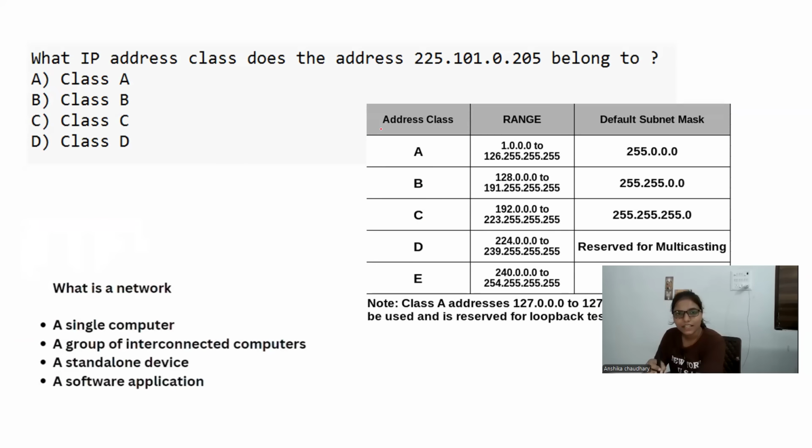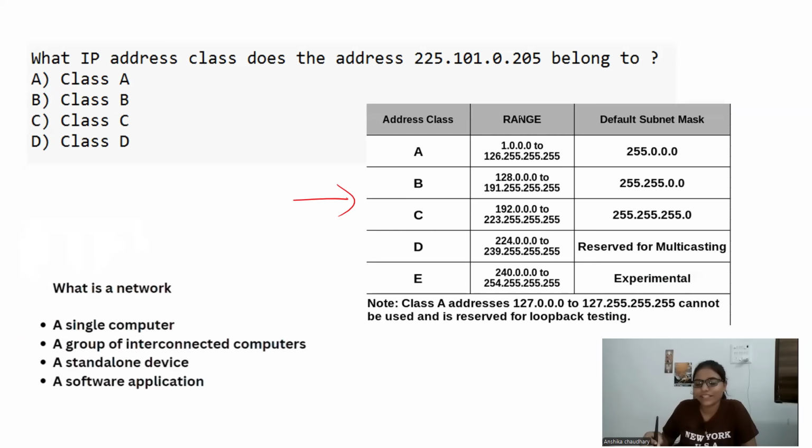What IP address class does the address 225.101.0.205 belong to? I have added the chart here that there are 5 types of address class of IP address, right? From a certain range to a certain range. The range starts from 1 to 126, so it will come under the category of A. Or sometimes we can say 0 to 125, right? Now, for B it is 128 to 191, for C 192 to 223, etc. So let's see for it, 225. 225 comes under the category of 224 to 239. So option number D. That means class D will be the correct answer for this particular question.